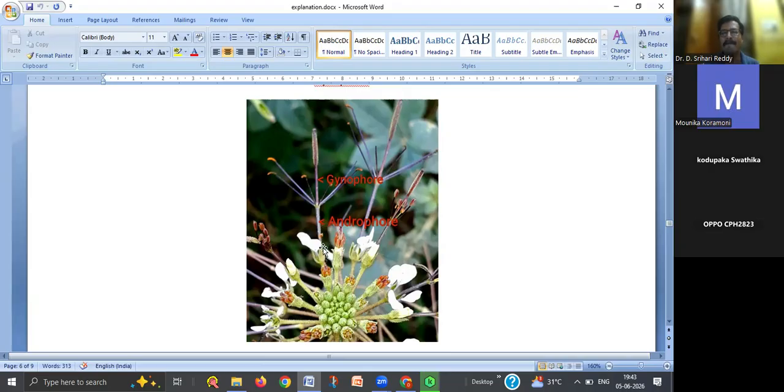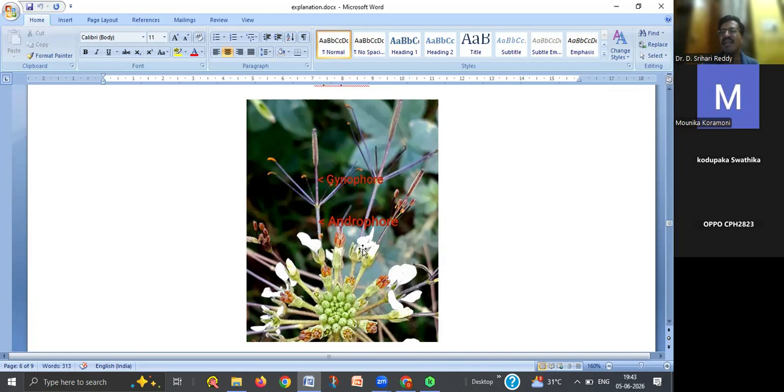So there is an elongation of the stalk-like structure that is called androphore. That is between the corolla and the androecium. That is called androphore. And there is an elongated stalk-like structure between the androecium and gynoecium. That is called gynophore. So both the androphore and gynophore are present in case of this Capparis.